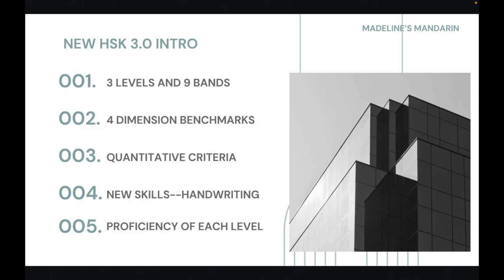Now, let's introduce the new HSK 3.0. There are 5 parts. The first part, 3 levels in 9 bands. Part 2, 4-dimension benchmarks. Part 3, quantitative criteria. Part 4, new skills, handwriting. Part 5, proficiency of each level.